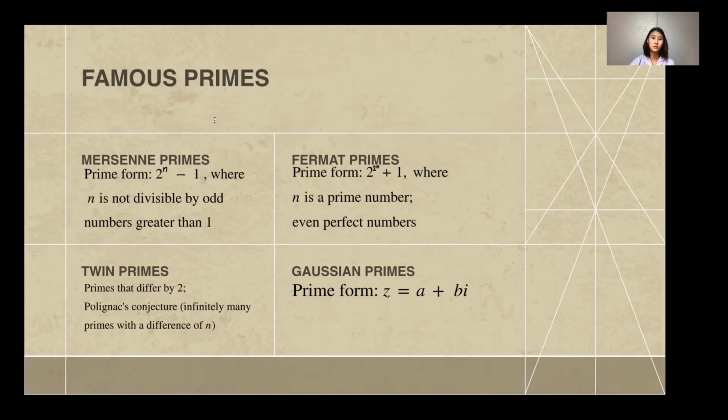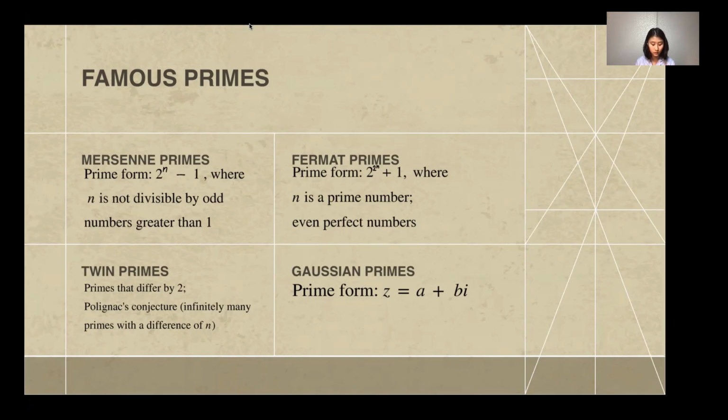Okay, so let's take a look at some famous primes. We have the Mersenne primes. It's in the prime form of 2 to the power of n minus 1, where n is not divisible by any numbers greater than 1. We have the Fermat primes. It's in the prime form 2 to the power of 2 to the power of n plus 1, where n is a prime number, and they are even perfect numbers.